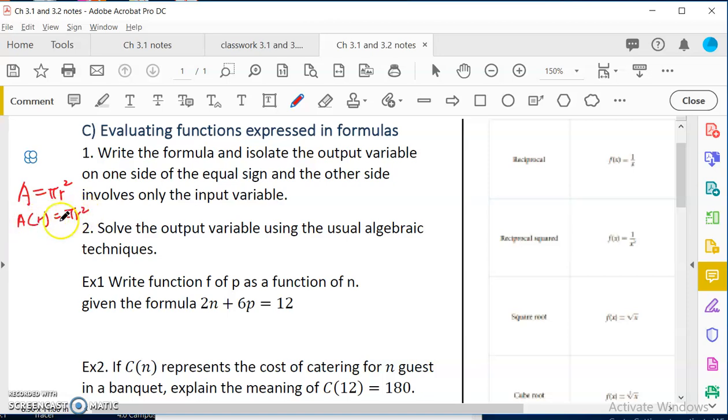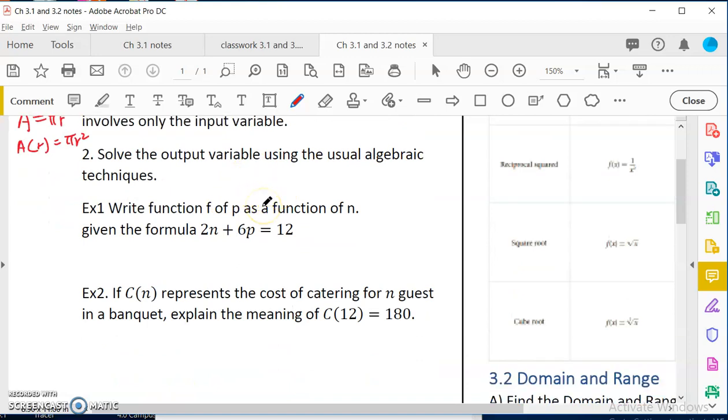So this is one way of writing a formula as a function if you already have the variable that you solve for. But sometimes the variable is not what you want. You want to solve for r as a function instead of A as a function. So sometimes you have to write the formula and isolate the output variable. In this case, our output is A and my input is r, so it is already done. But if my output is r and my input is A, then I have to solve for it and then use the function notation to write it. So let's look at it.